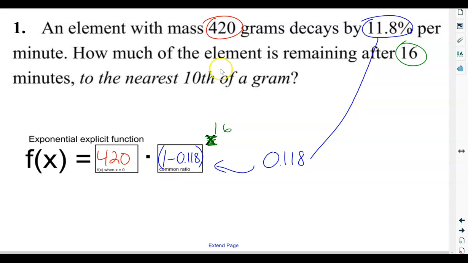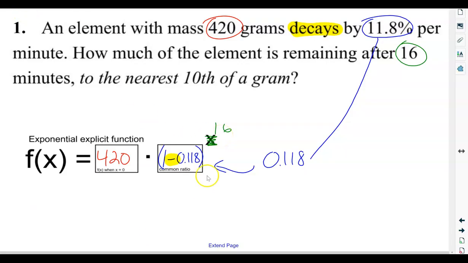Alright, so we're going to plug in those numbers. We're going to put 420 under the grams here for the start, and we're going to convert this percent, which is already a decimal, but it's a percentage. We've got to convert it to a decimal. I'm moving it 2 places to the left. That'll make it 0.118, and we're going to subtract that from 1. I'll tell you why in just a minute. And instead of putting X here, we're going to put 16 for the input. So that's 420 times 1 minus 0.118, close parentheses, raised to the 16.